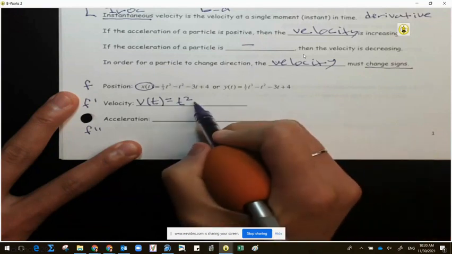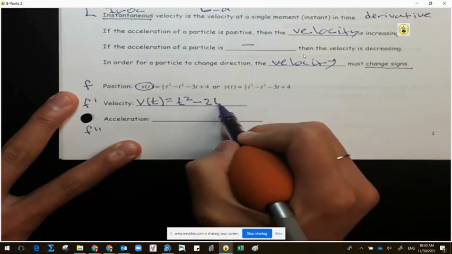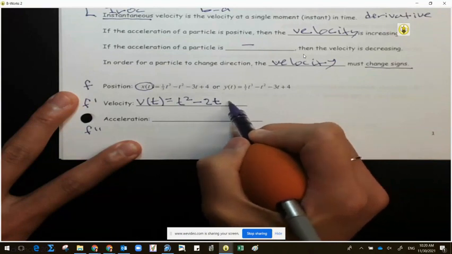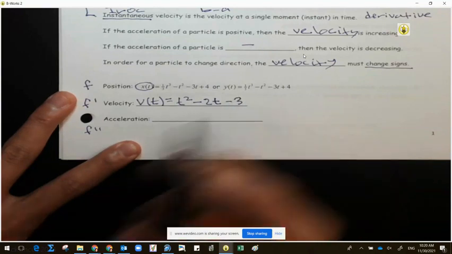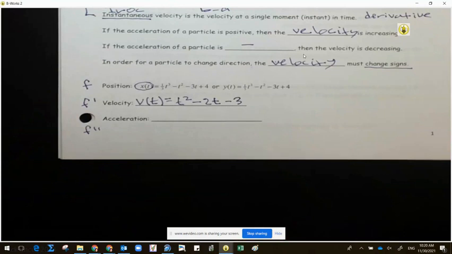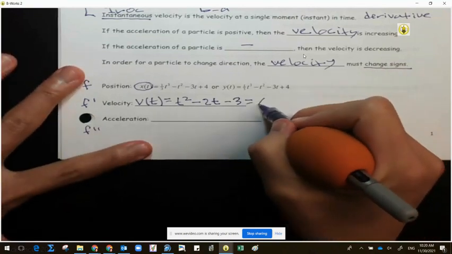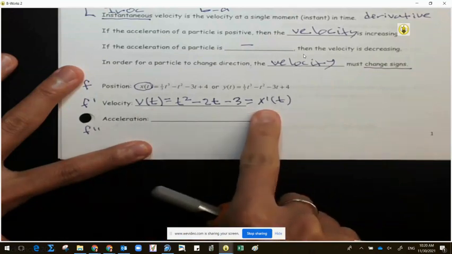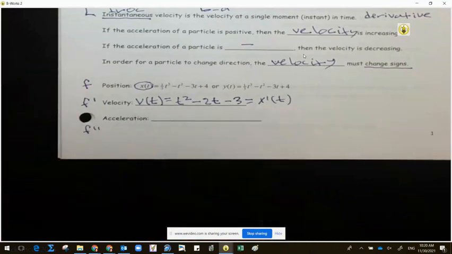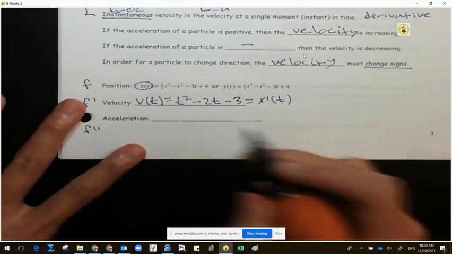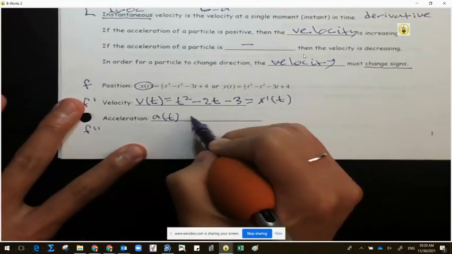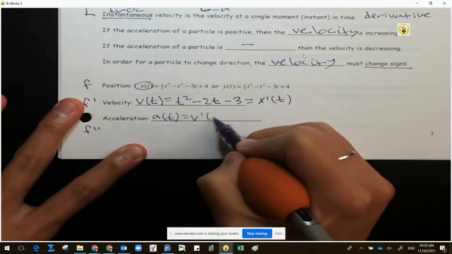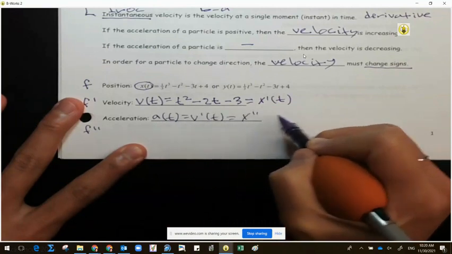And then my second component is minus 2t. And minus 3. What else could I have denoted instead of v of t for this one, if it originated from x of t? I could say x prime of t. So if you give me this one or that one, it just means the same thing. I'm just alternating back and forth so we get in the groove of it. For the acceleration, let's write a of t. Let's also write on this one, this is v prime of t, which is x double prime of t as well.